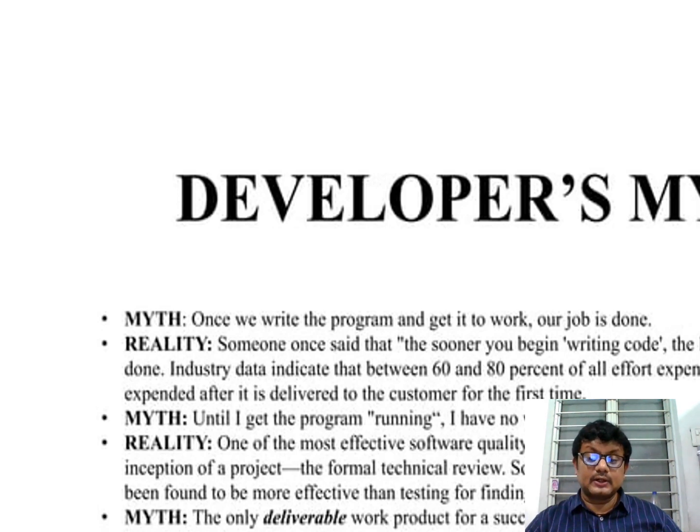Next, what is the next myth? Until I get the program running, I have no way of assessing its quality. So here, what is the reality? One of the most effective software quality principles is to apply it from the inception of a project. That means formal technical reviews should be performed. They have been found to be more effective than testing for finding errors. So how many formal technical reviews are you going to consider? Next, what is the myth? The only deliverable work product for a successful project is the working program.